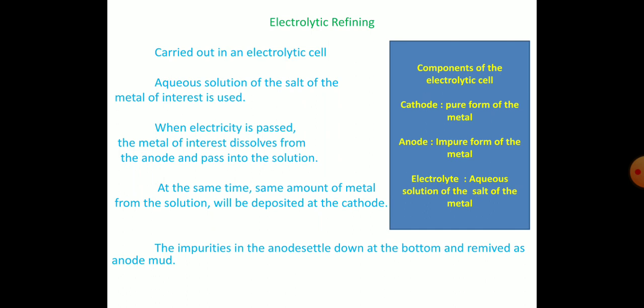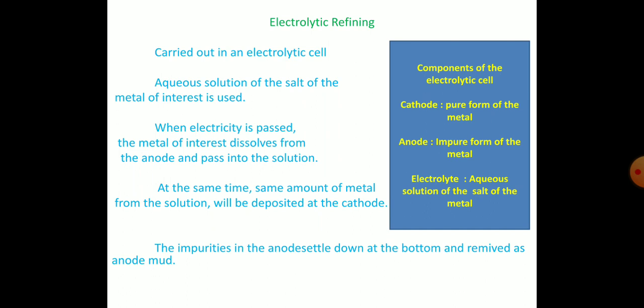So what is electrolytic refining? It is carried out in an electrolytic cell. What is an electrolytic cell? It is a setup containing anode, cathode, electrolytic solution and a power source. When electricity is passed, what is anode? Anode is the impure form of the metal. What is cathode? Cathode is the pure form of the metal. What is electrolyte? It is the aqueous solution of the salt of the metal of interest. Whatever metal we are refining, that metal's salt is dissolved in water and taken as the electrolytic solution.